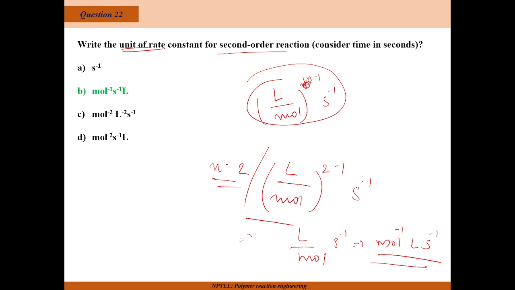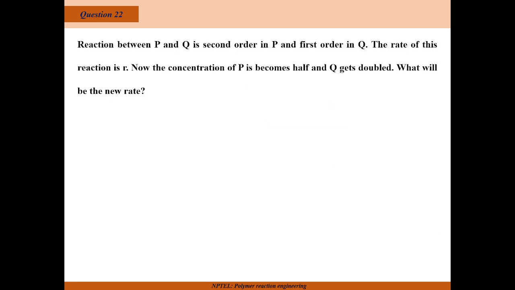Okay, clear. If that is the case, let's move on to our next question. Here, the reaction between P and Q is second order in P and first order in Q. The rate of this reaction is R. Now the concentration of P becomes half and Q gets doubled. What will be the new rate?